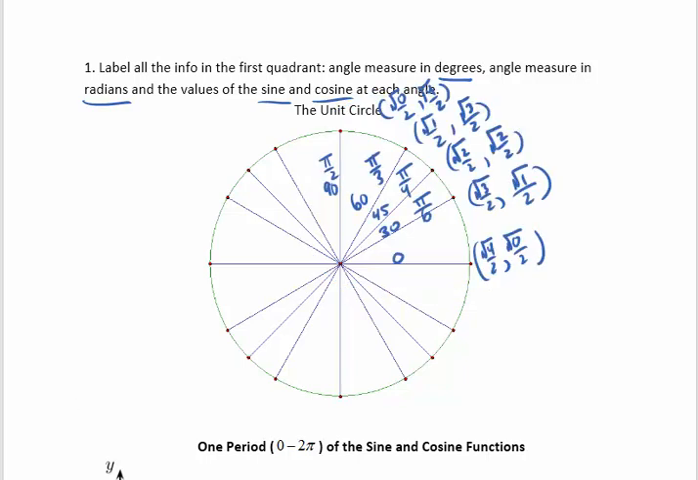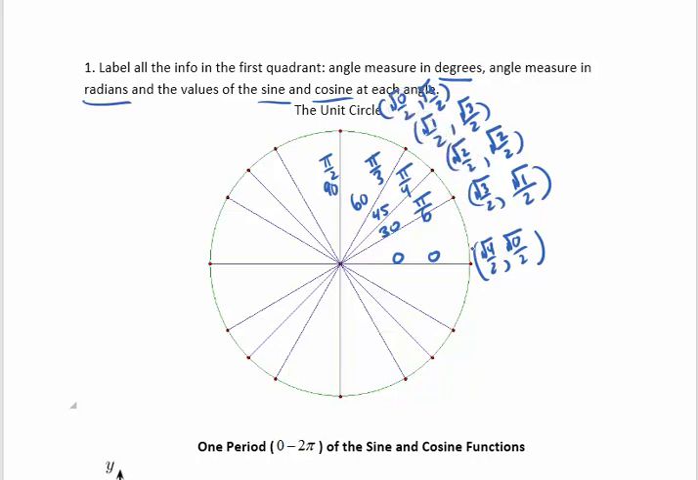Okay, so hopefully you got most of these correct. If we look at our degree measures here, we go 0, 30, 45, 60, and then up to 90. If we look at our radian measures, 0 here, pi over 6, pi over 4, pi over 3, pi over 2. If we look at our x-coordinates now, which are our cosine values, we start out with our greatest x-coordinate here of 1, which is just the square root of 4 over 2, and then they just decrease. Square root of 4 over 2, square root of 3 over 2, square root of 2 over 2, square root of 1 over 2, square root of 0 over 2.